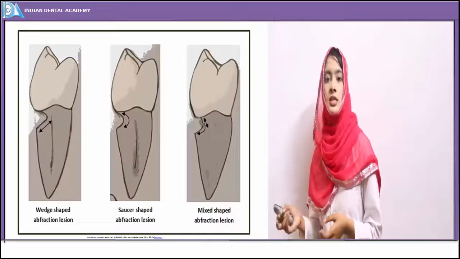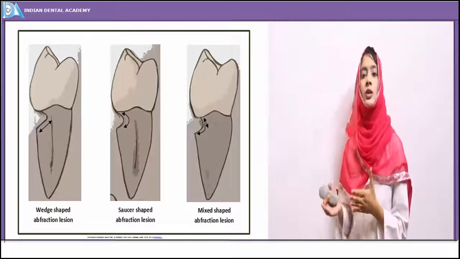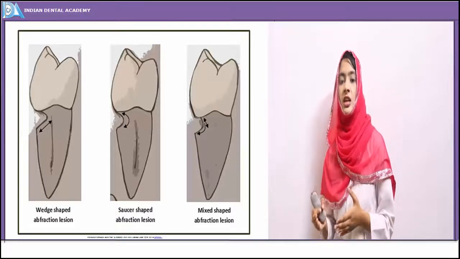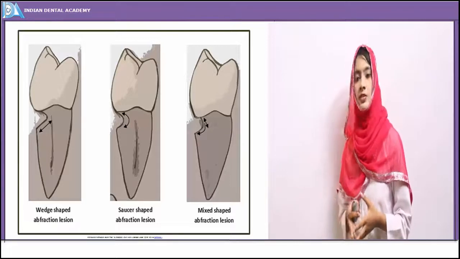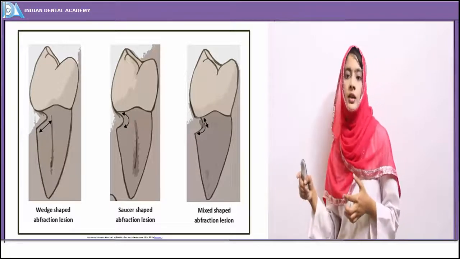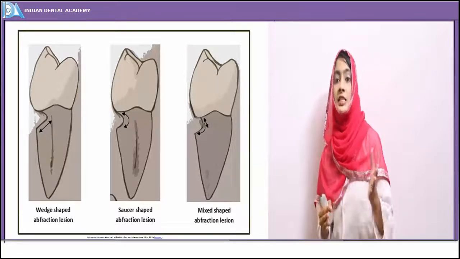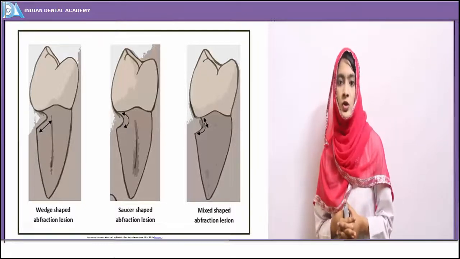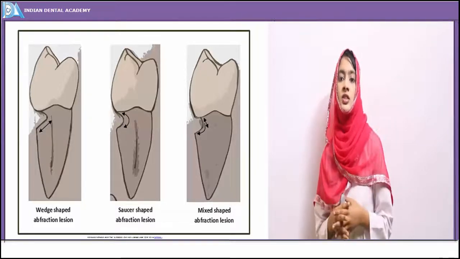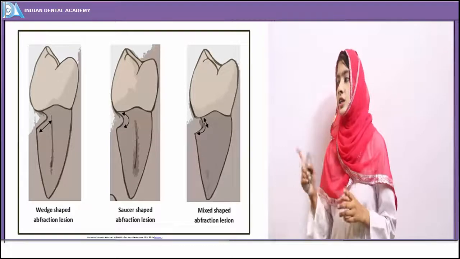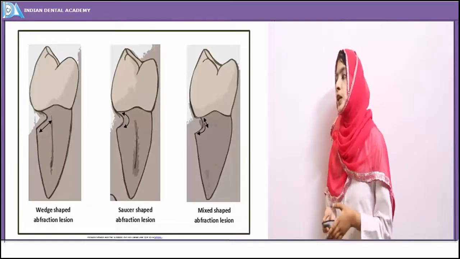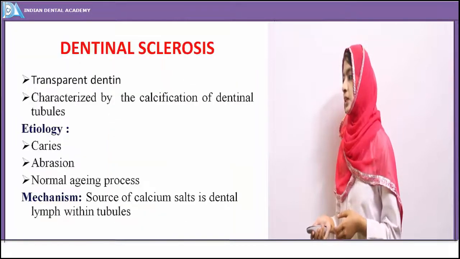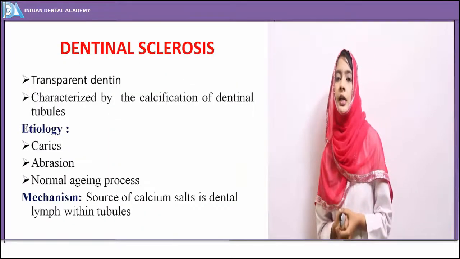Here, these pictures and diagrams denote abfraction causing tooth surface loss. It's just a wedge-shaped defect. It's deeper than wider, whereas the erosive or abrasive tooth surface loss lesions were wider. Here, with abfraction tooth surface loss, it is deeper than wider. It's basically a saucer-shaped lesion.